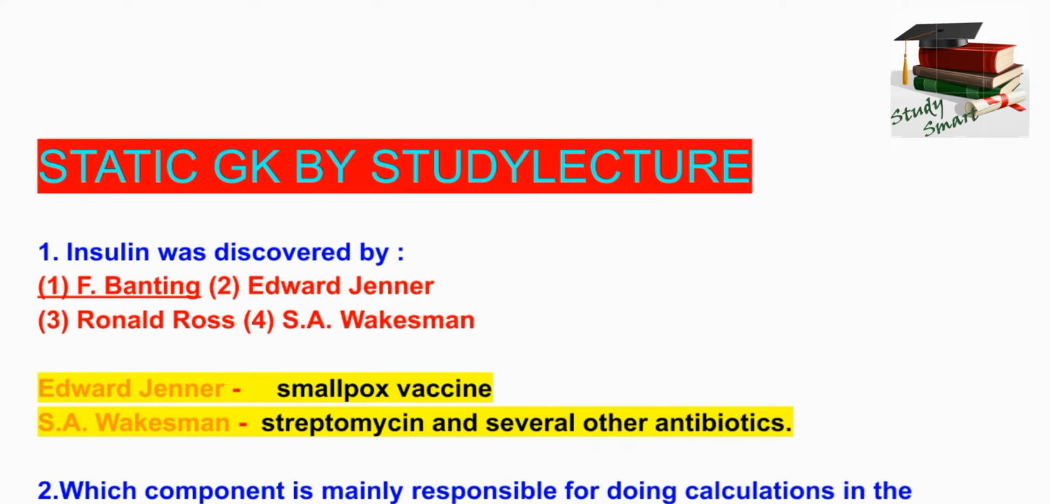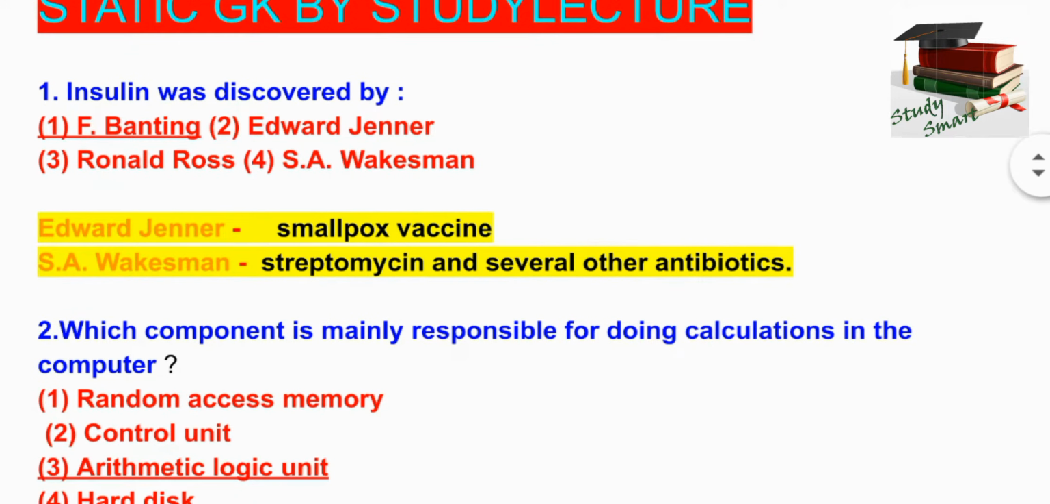Today is important question about statistics GK. देखिए first question, insulin was discovered by, the right answer Banting. Important question, Edward Jenner, smallpox vaccine. Next, Waksman, streptomycin and several other antibiotics.